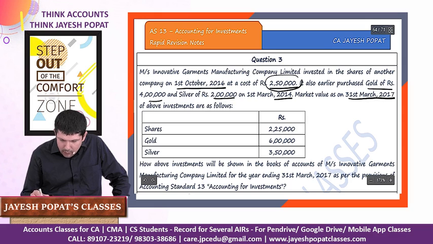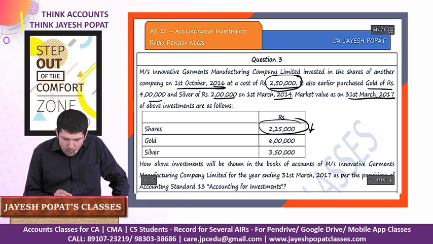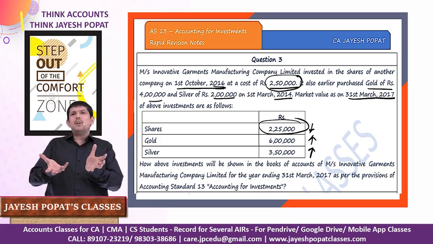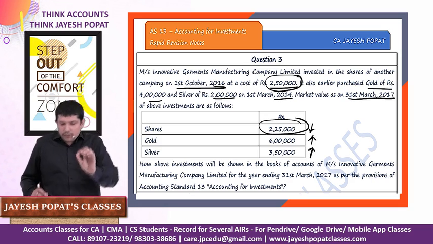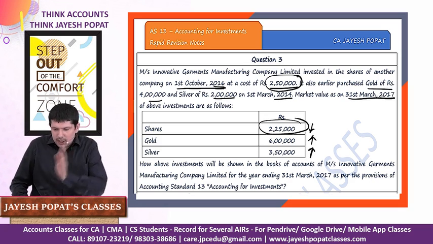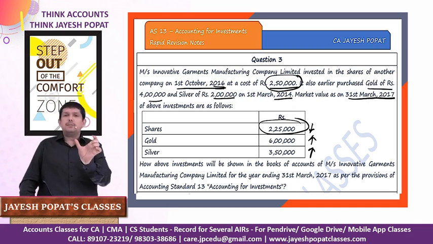We purchased it for 250 in October 16 and in 17 it is 225. So there is a reduction. For gold, 4 lakh has become 6 lakh, and silver, 2 lakh has become 3 lakh 50. So for the other two investments there is no worry because the fair value is greater. For shares the value has reduced. We purchased it in October 16 and as of 31st March 17 it is a 6 month holding.